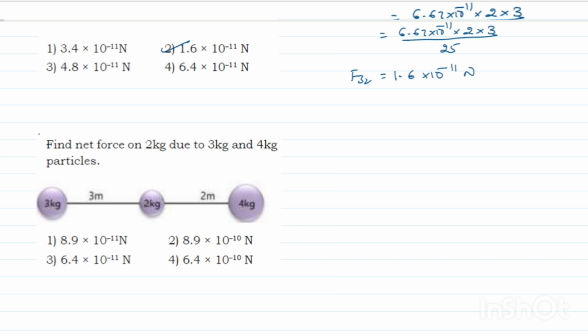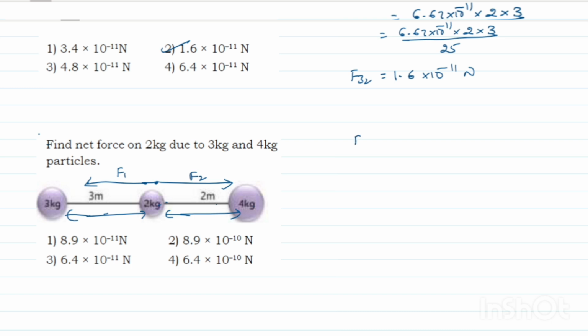So let us look at the next question, students. Find the net force acting on the 2 kg mass due to the 3 kg and 4 kg masses. The distance of separation is given as 3 meters between these two, and 2 meters between these two. The 2 kg mass will be attracted by the 3 kg mass along this direction, and again by the 4 kg mass along this direction. Let us name these F1 and F2. Between the 2 kg mass and the 4 kg mass the distance is less, so the force value will be more.